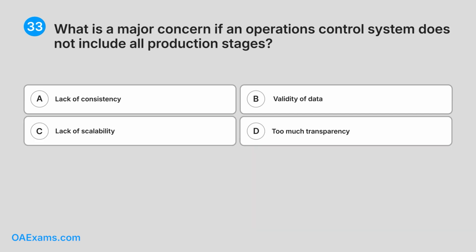33. What is a major concern if an operations control system does not include all production stages? A. Lack of consistency. B. Validity of data. C. Lack of scalability. D. Too much transparency. Can you guess the answer?